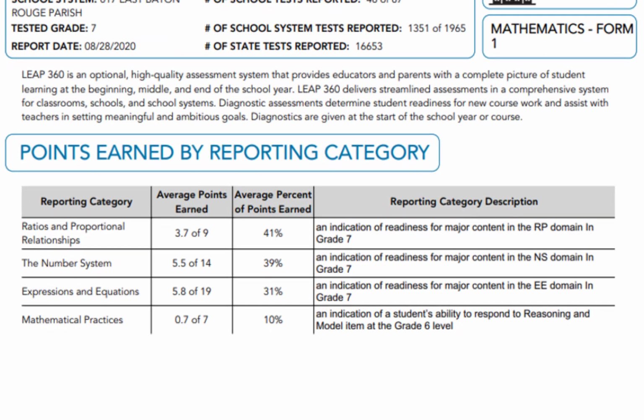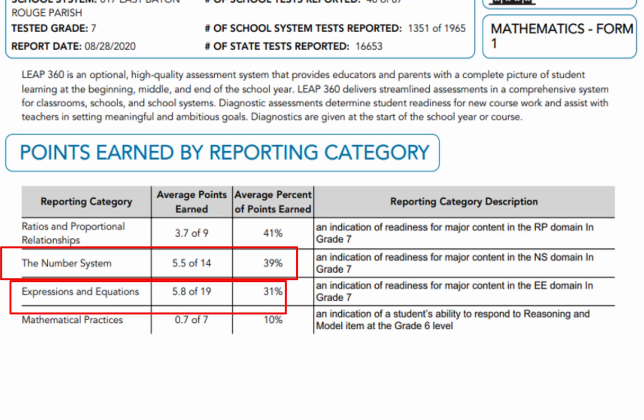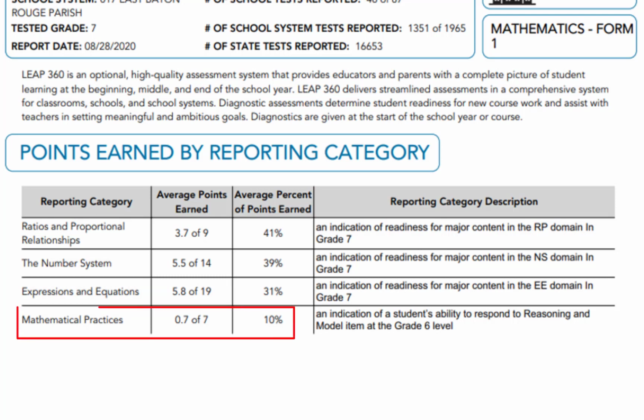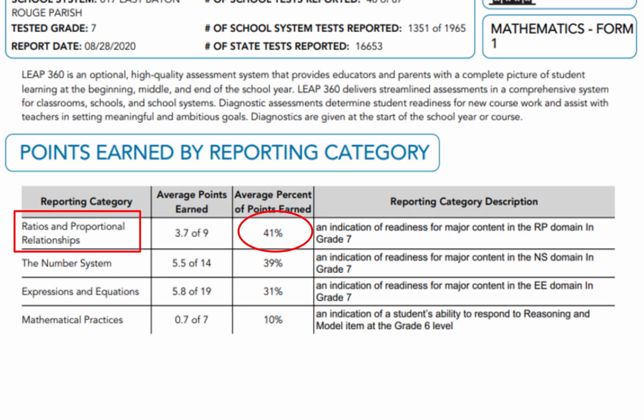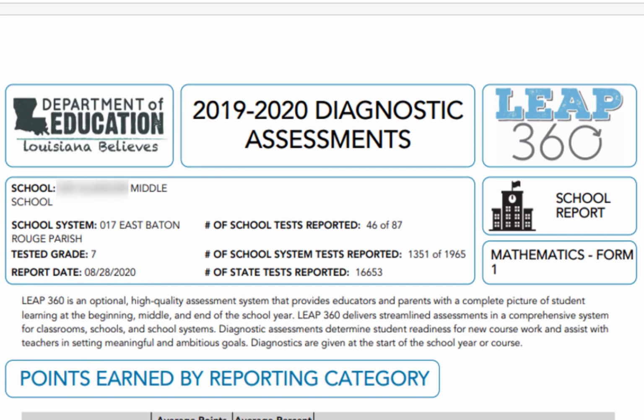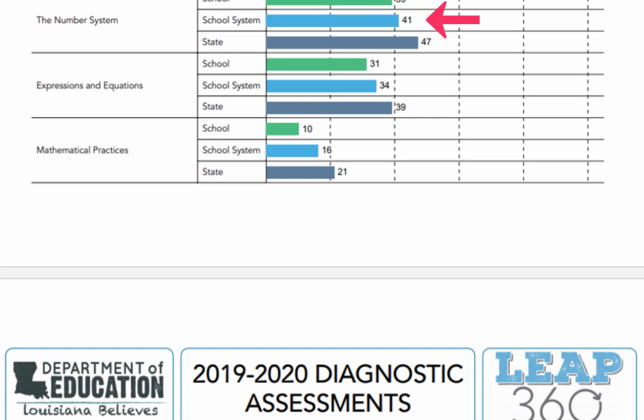So for ratio and proportional relationships, there were 9 points available. For number system, there were 14 points available. For expressions and equations, there were 19 points available. And the mathematical practices, the one that the teacher scored, there were 7 points available. For ratio and proportional relationships, on average, out of those 9 points, the students at this school got 3.7 out of 9 for an average of 41% correct. And that 41%, remember, corresponds to this 41%.